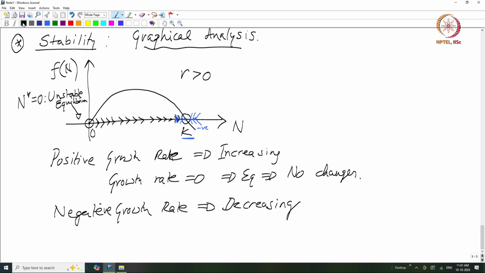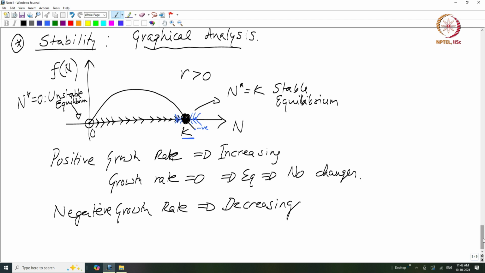So, therefore, we denote the carrying capacity by a solid circle to indicate that if you make a perturbation on either side, the population comes back to the equilibrium. On the other hand, we denote unstable equilibrium 0 by an open circle to indicate that the perturbation that we make actually moves away.